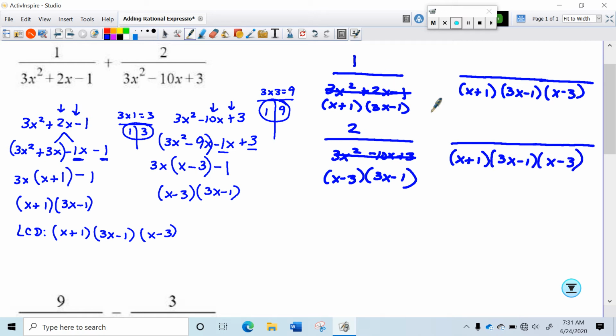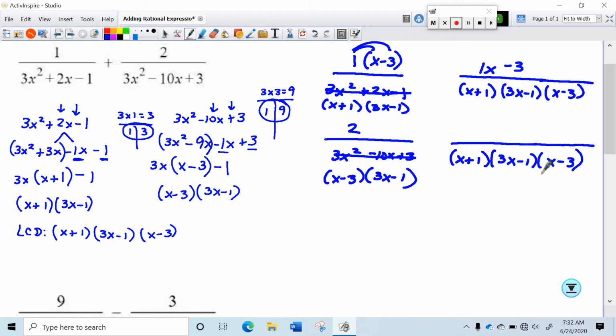So here's what I want, here's what I have. So you got to find out what you're missing. So on that first fraction, I'm missing the x minus 3. Whatever you're missing goes up top. And then you distribute. 1 times x is 1x. 1 times negative 3 is negative 3.